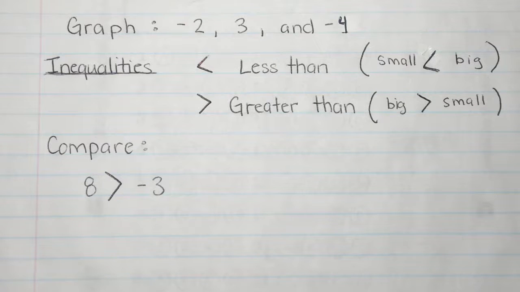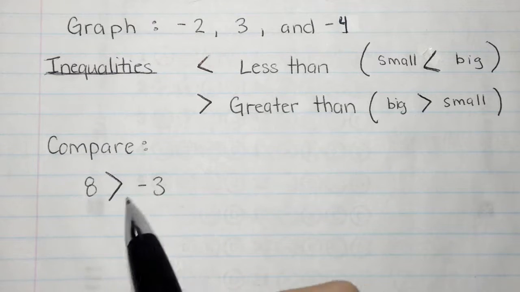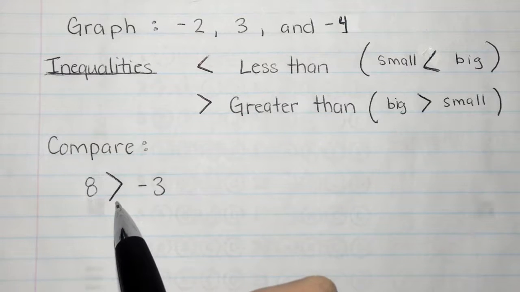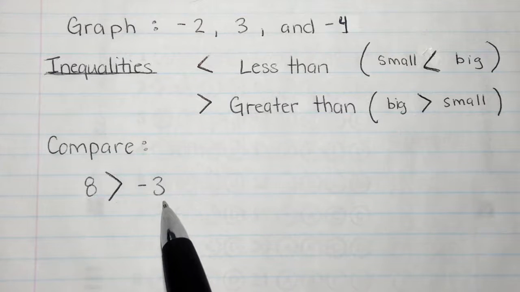All right? If I'm going to read this, I'm not going to say 8, open mouth, negative 3. I'm going to say 8 is greater than negative 3. I want you to be able to read those out loud accurately.